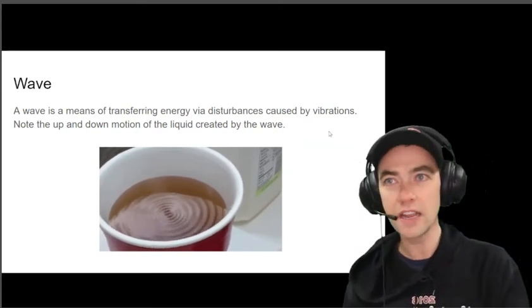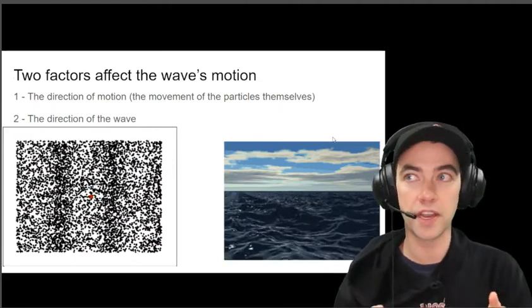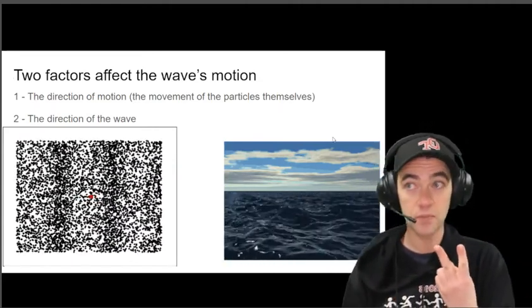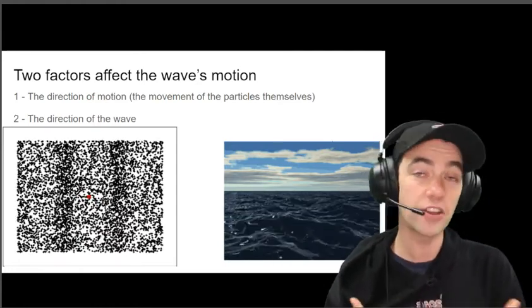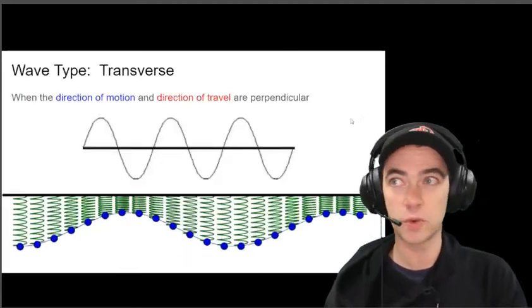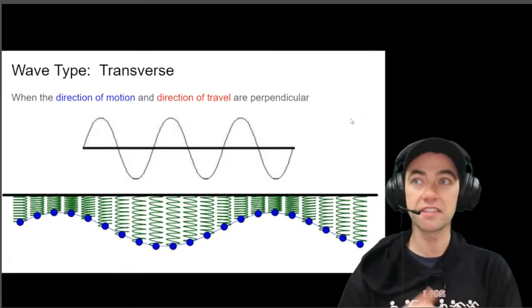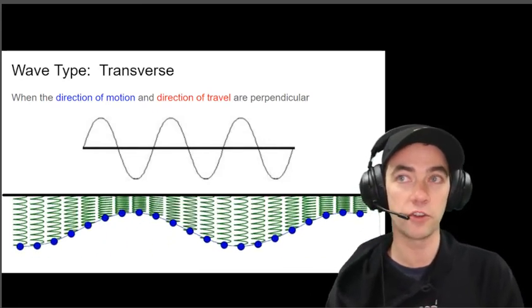Now, all of our hearing in everyday lives is tied down to how the wave is created. So there's two factors we have to look at. We have to look at the direction of the motion, so where the particles are actually going, and the direction of the wave. So our sound is made up of basically two ideas. The first idea is a transverse wave. It's when the direction of motion and the direction of travel are perpendicular.